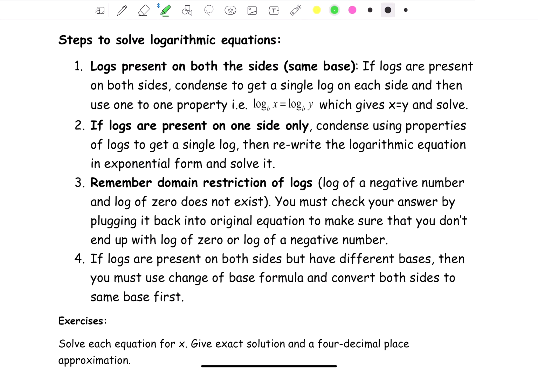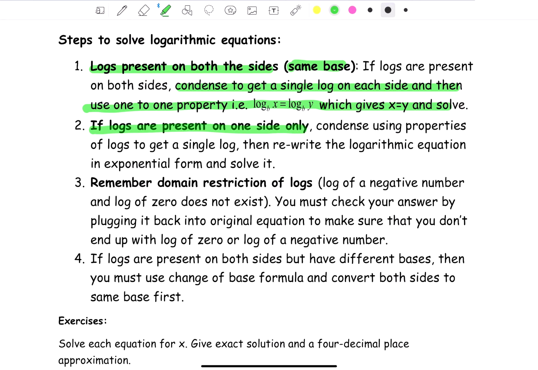Solving logarithmic equations. So if logs are present on both sides and logs have the same base, then we want to condense each side to a single log, then use the one-to-one property of logs, which means if two output values are equal, then two input values should also be equal.